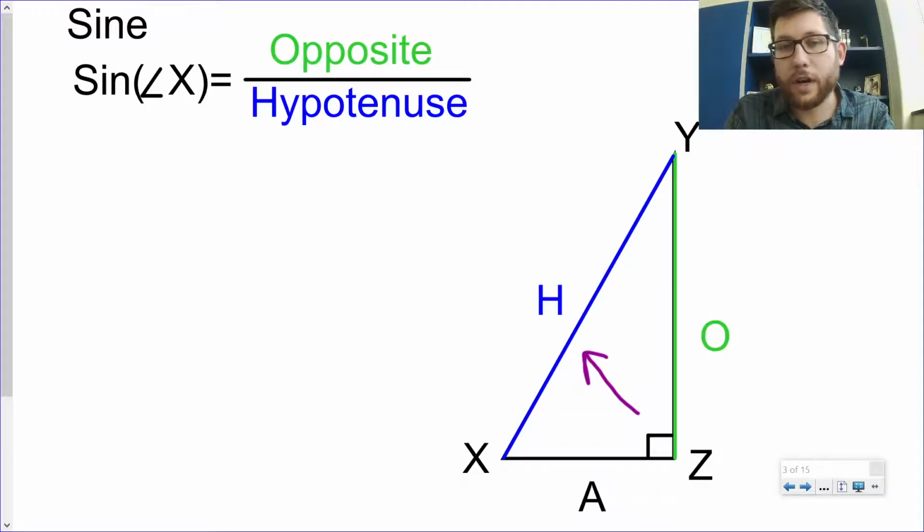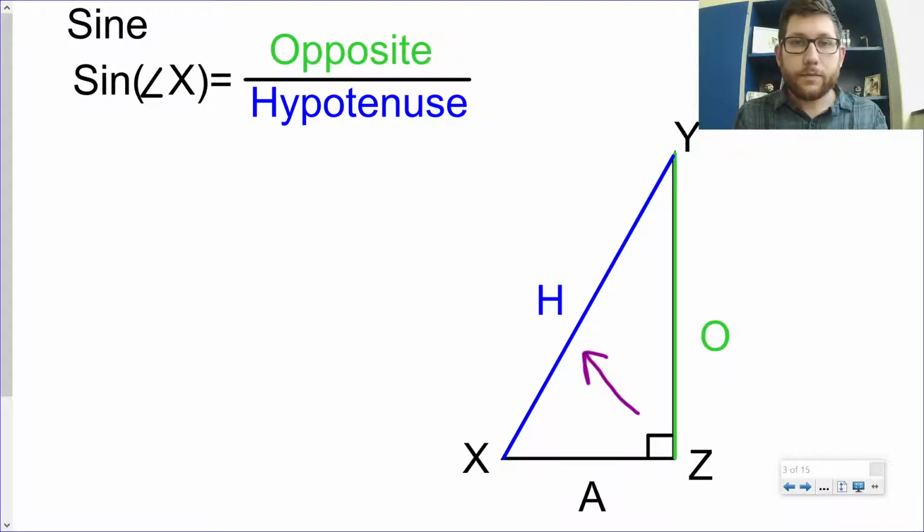If we're labeling our triangle O, H, and A, we're always going to start at our 90 and work our way opposite the 90 to get to our hypotenuse. So it's not always the slanted one, it's just the one opposite the 90 degrees. The opposite side is opposite the angle that I'm talking about.